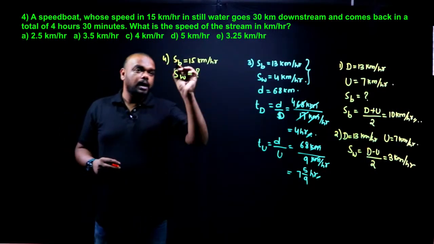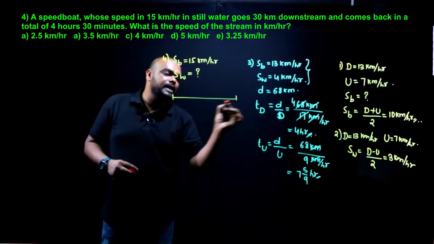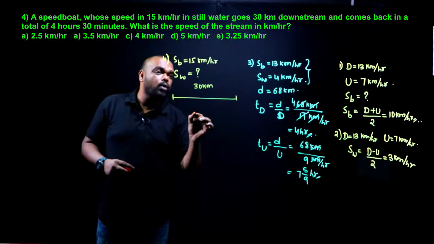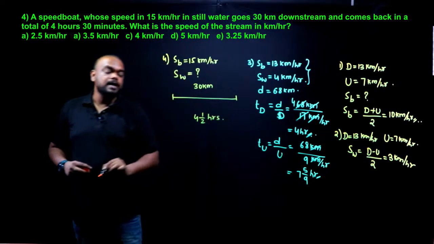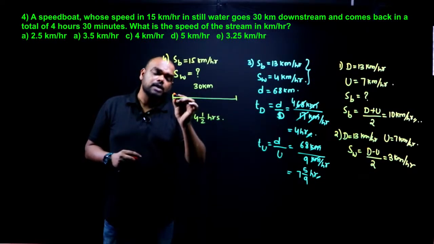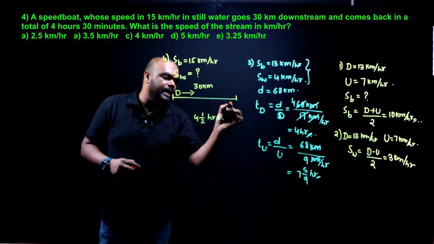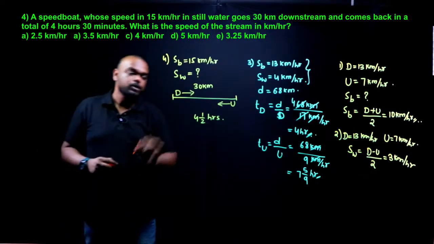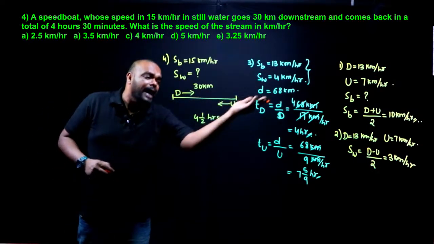What is it telling? A speedboat whose speed in still water is 15 km per hour goes 30 kilometers and comes back in 4 hours 30 minutes, that is 4.5 hours. Now, what is the speed of water? Guys, understand. A boat going and coming back in a river means one side it must be downstream and the other side it must be upstream. That is the primary point that you all must understand.